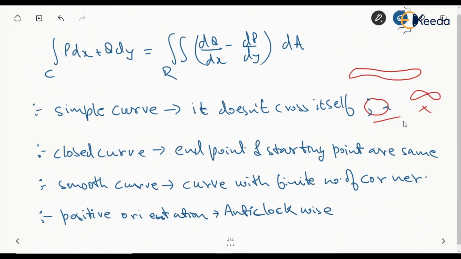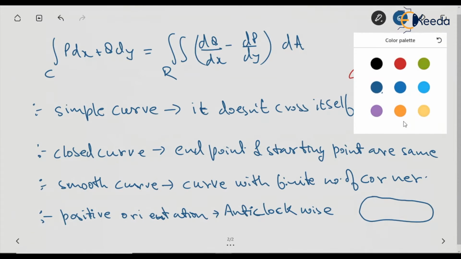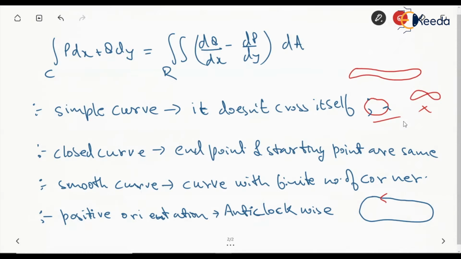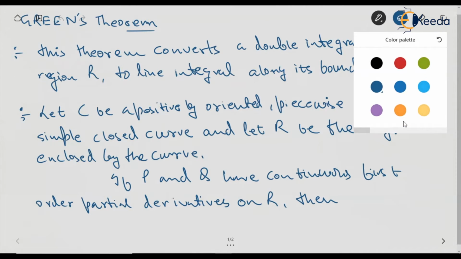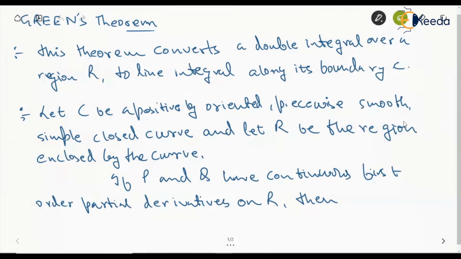So if we are drawing this curve, and we are moving in this manner, this is anti-clockwise, right? So this is the positive sense. If you are going in the clockwise direction, then this will be considered as negative orientation, right? It says positively oriented, so positively oriented is like anti-clockwise.